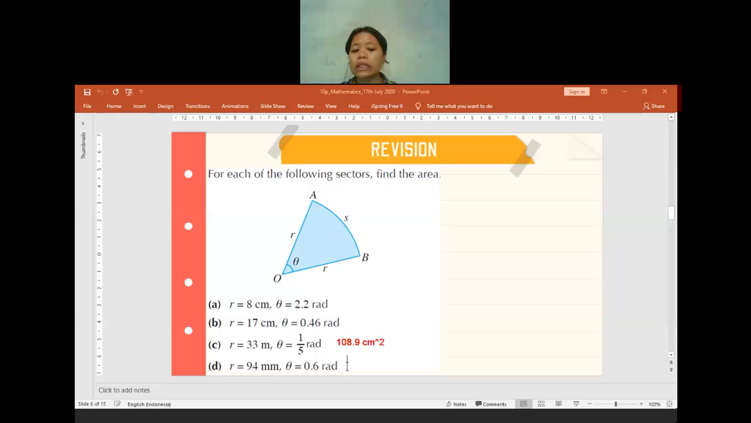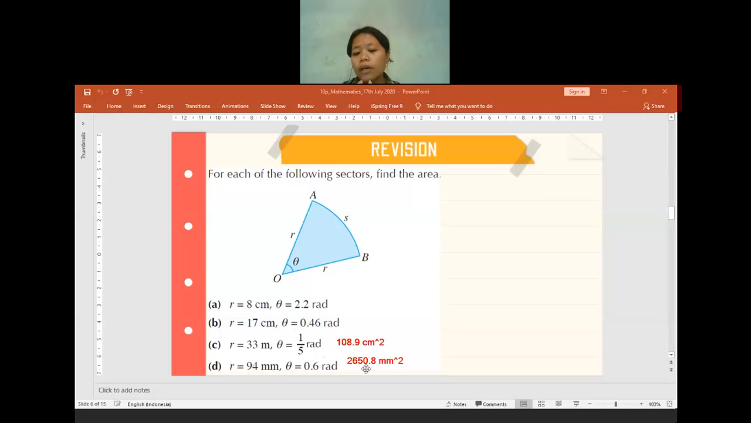Okay. For question D, what is the sector area? 2650.8. Wait, I haven't calculated also. 2650.8, something like this, millimeter square. Is it? Or is there anyone who gets a different answer? From the chat box I also saw some of you already got the same answer. Is there anyone who got a different answer?